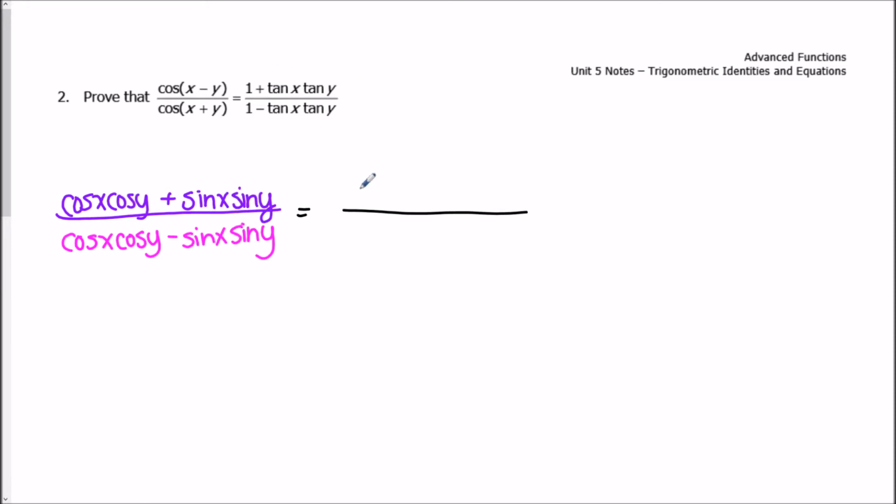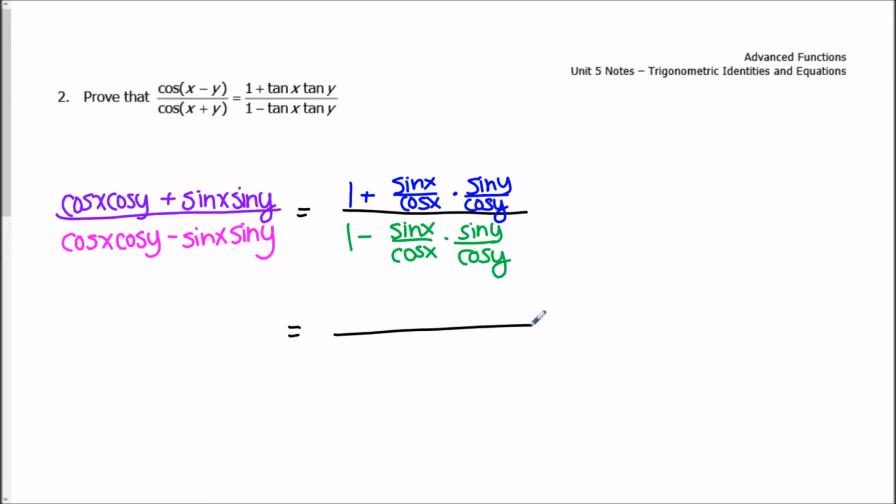So in my numerator here, I get 1 plus sine x over cosine x times sine y over cosine y, okay? And then in my denominator right here, I'm going to get 1 minus sine x over cosine x times sine y over cosine y. So now that I've done that, I'm going to rewrite this right here as 1 plus, I'm going to make this one single fraction.